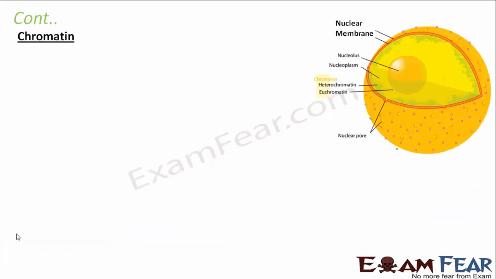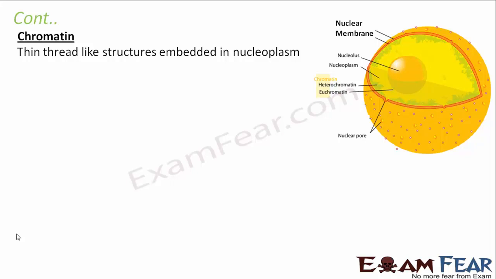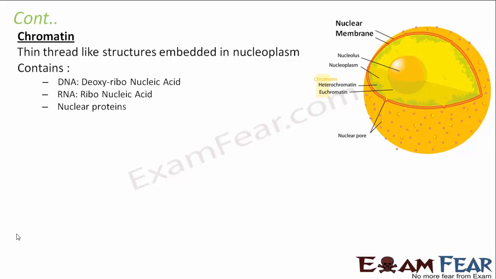Next we have the chromatin. What are chromatin? These are thin thread-like structures which are embedded in nucleoplasm. So inside the fluid you will have some thread-like structures. They are called chromatin. Now chromatin consists of DNA, RNA and nuclear proteins. DNA is deoxyribonucleic acid, RNA is ribonucleic acid, and then there are nuclear proteins. DNA is the one which is responsible for inheritance and genetic behavior.